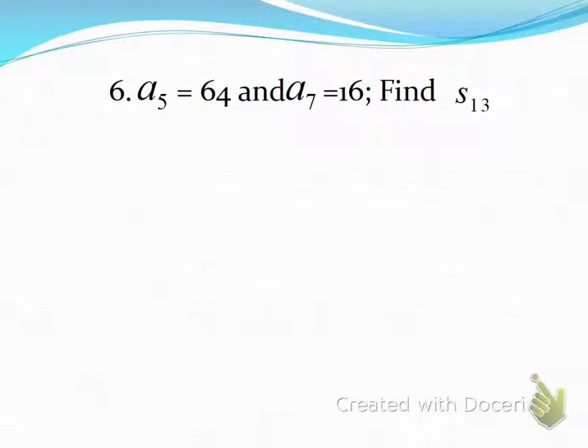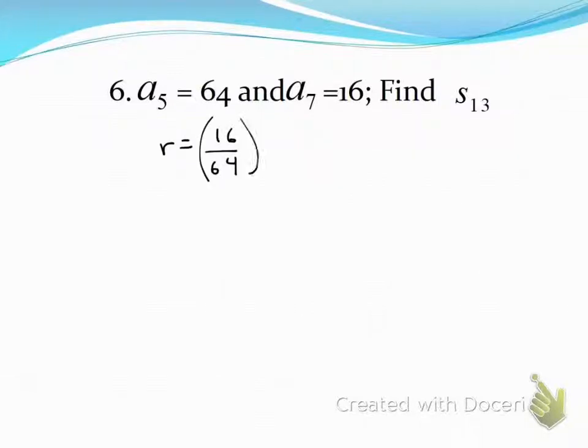Let's do number 6. I'm asking you to find the sum. Stay with me, guys. I'm asking you to find the sum of the first 13 terms. I tell you the 5th and I tell you the 7th. So we got to find the ratio real quick. Now remember, be careful. Don't take 64 divided by 16. It's always the latter term, so it's 16 divided by 64.